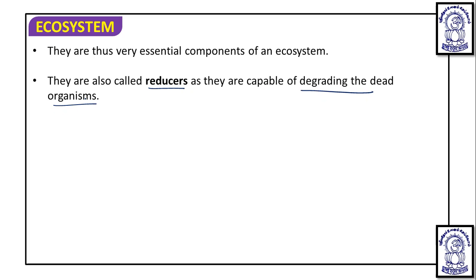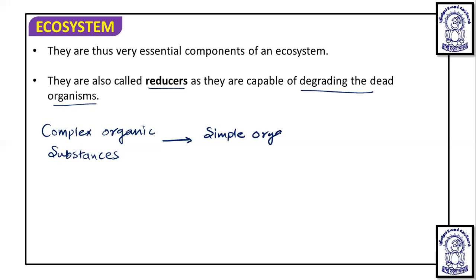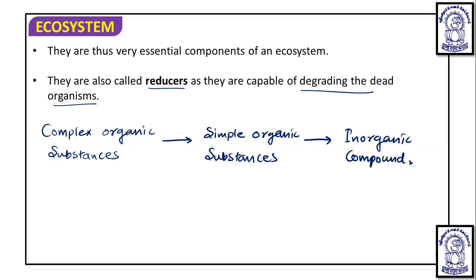When decomposition occurs, as we have discussed, complex organic substances get converted into simple organic substances, and they are further converted into inorganic compounds. This is the way decomposition occurs.